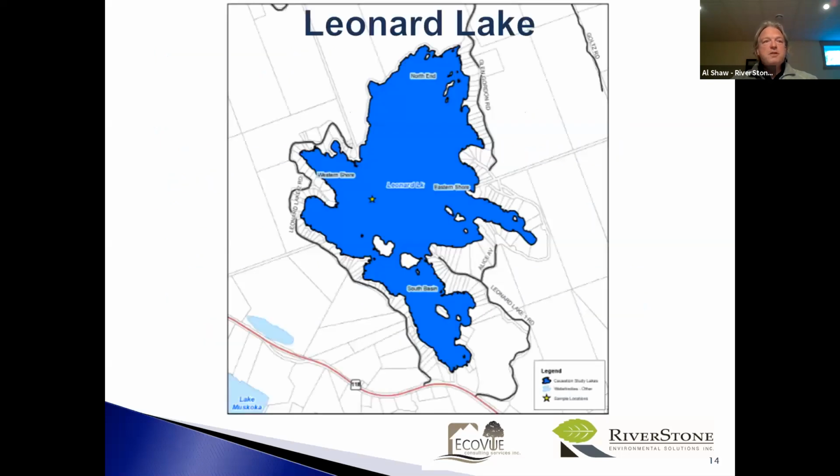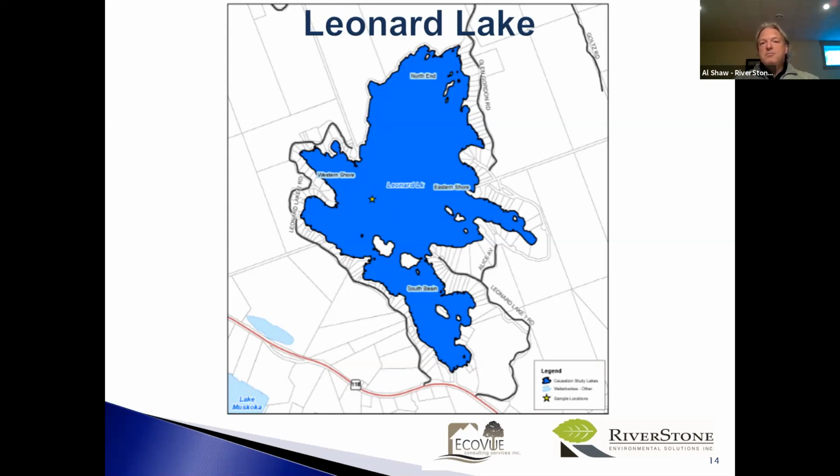Next slide, please. Oh, perfect. This slide is to break up all the wordy slides that have been up there so far. It's a map that I'm sure everybody is familiar with of Leonard Lake. It's got the lotting fabric around the lake. It also shows in the center a yellow star that locates the midwater deep zone sampling station that the district has been using over the years.